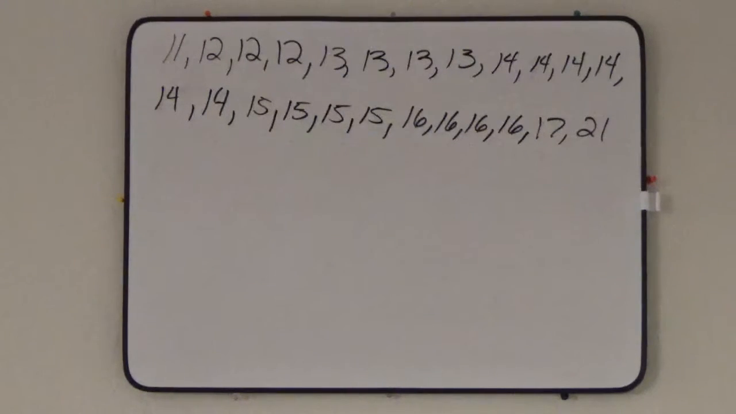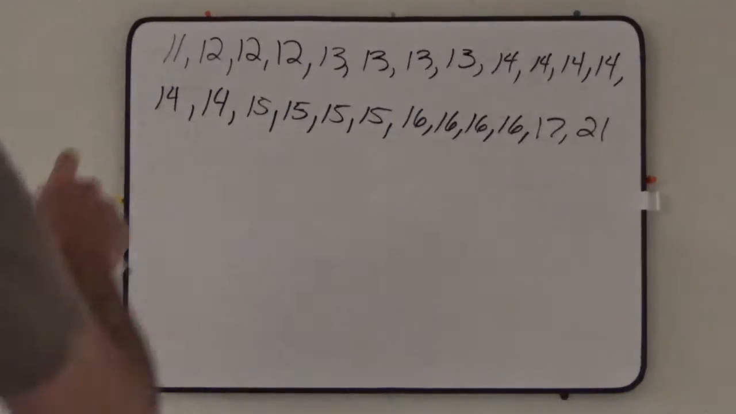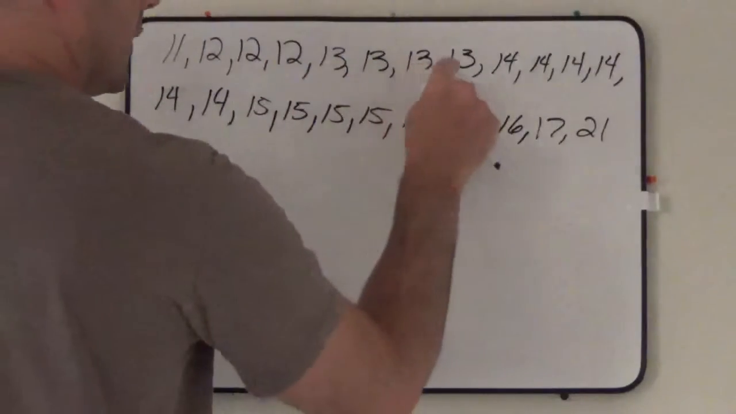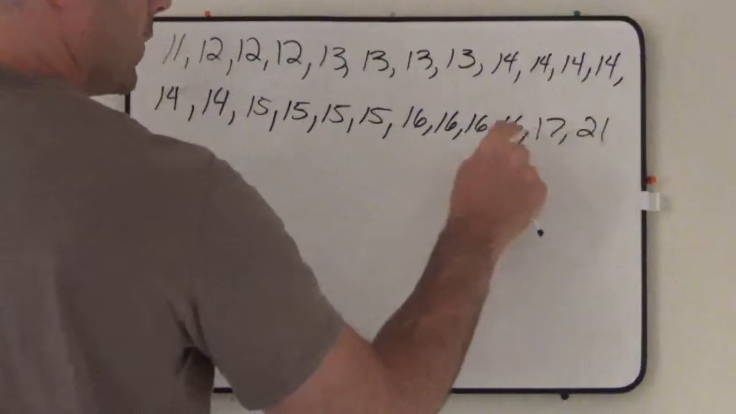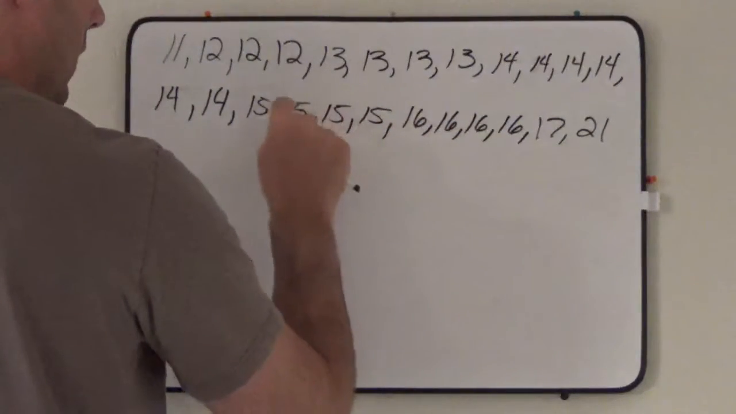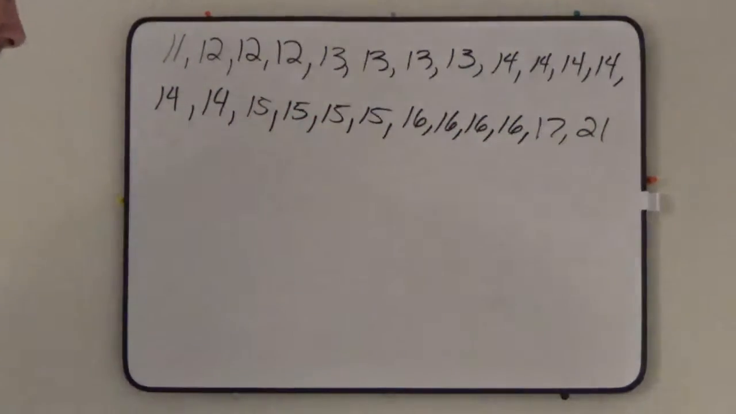First things first, let's find quartile 1. Quartile 1 is 25% of these numbers. There are 24 numbers up there. So let's make sure I have them all. 1, 2, 3, 4, 5, 6, 7, 8, 10, 11, 12, 13, 14, 15, 16, 17, 18, 19, 20, 22, 23, 24. Okay, good. So there are 24 numbers up there.